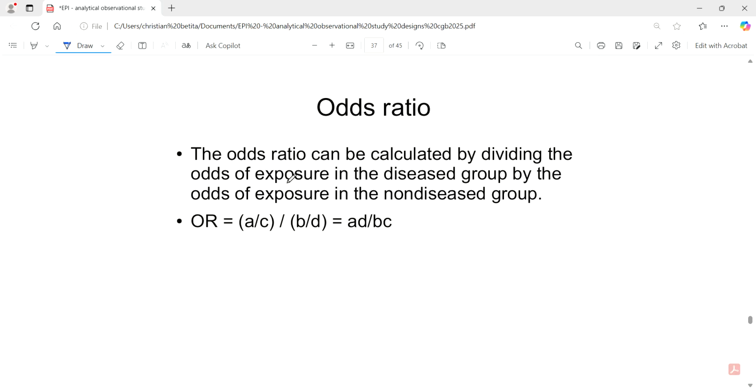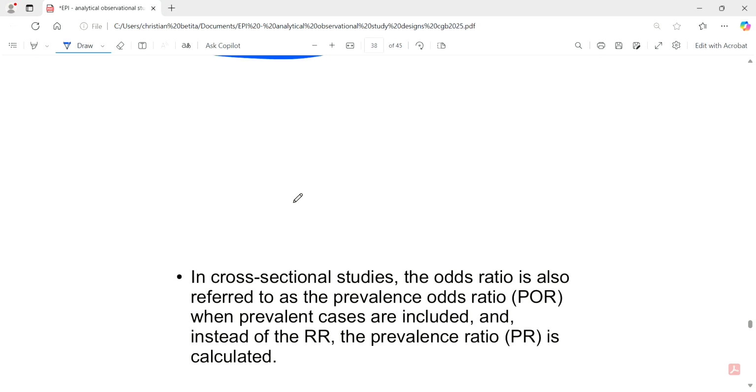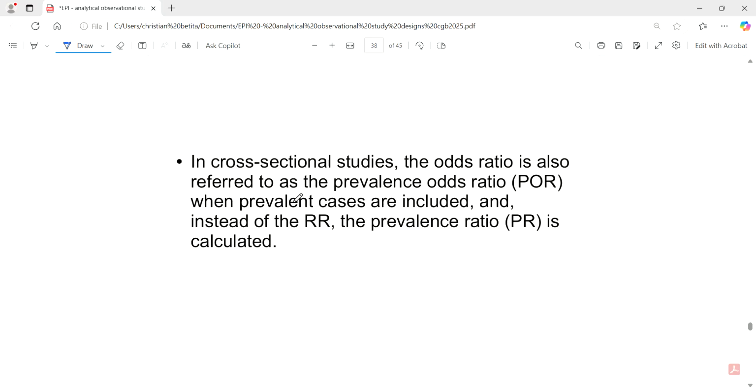Odds ratio, it can be calculated by dividing the odds of exposure in the disease group by the odds of exposure in the non-diseased group, and it's given by this formula, AD over BC. In cross-sectional studies, the odds ratio is also referred to as the prevalence odds ratio, when prevalent cases are included, and instead of the RR, the prevalence ratio is calculated.